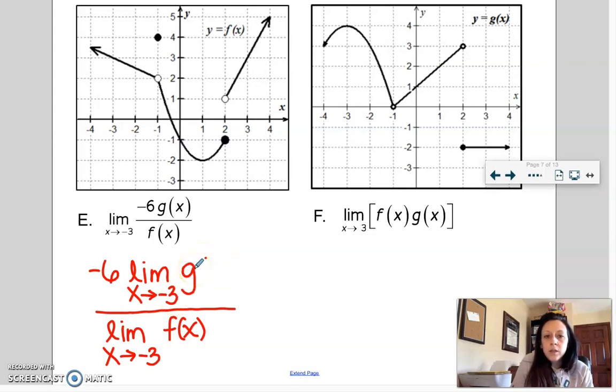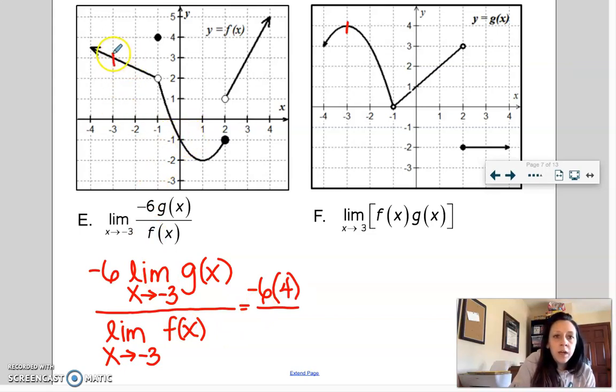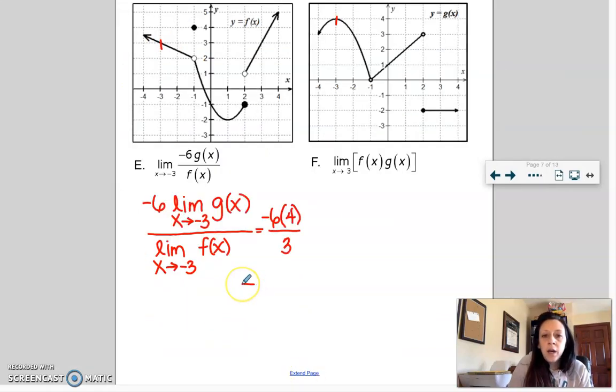Okay, so let's start with the top. G of x is the right graph, and we're approaching -3, which looks like it's approaching 4 from both directions. So that would be -6 times 4 in your numerator. For f of x, also approaching -3, appears to be 3. And we'll simplify. It's -24 divided by 3, which is -8.